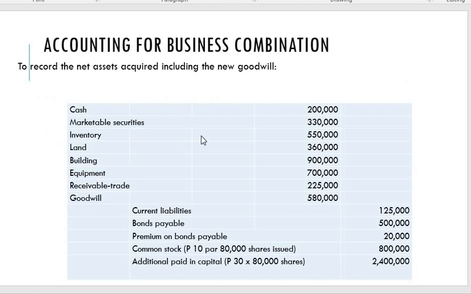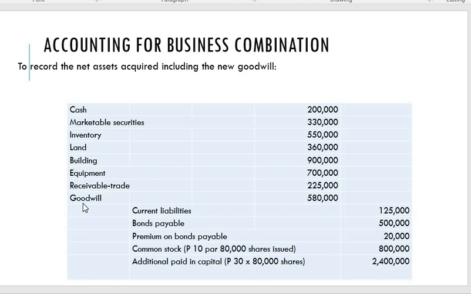However, our stock issuance cost should be a reduction from the additional paid in capital. So, how to record the acquisition in the books of the acquirer? Since the acquirer purchased the net assets of the acquiree, the acquirer shall debit all the assets acquired, of course, at fair value, and credit liabilities assumed at fair value. So, in this entry, the acquirer debited all the assets acquired at fair value, including the goodwill.